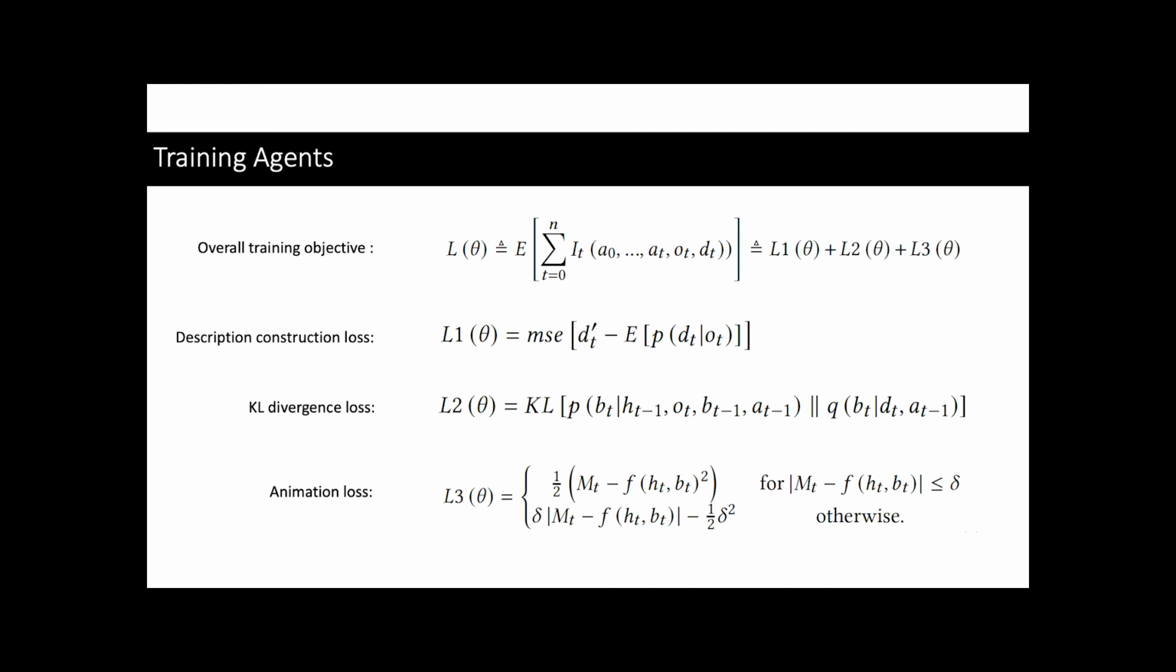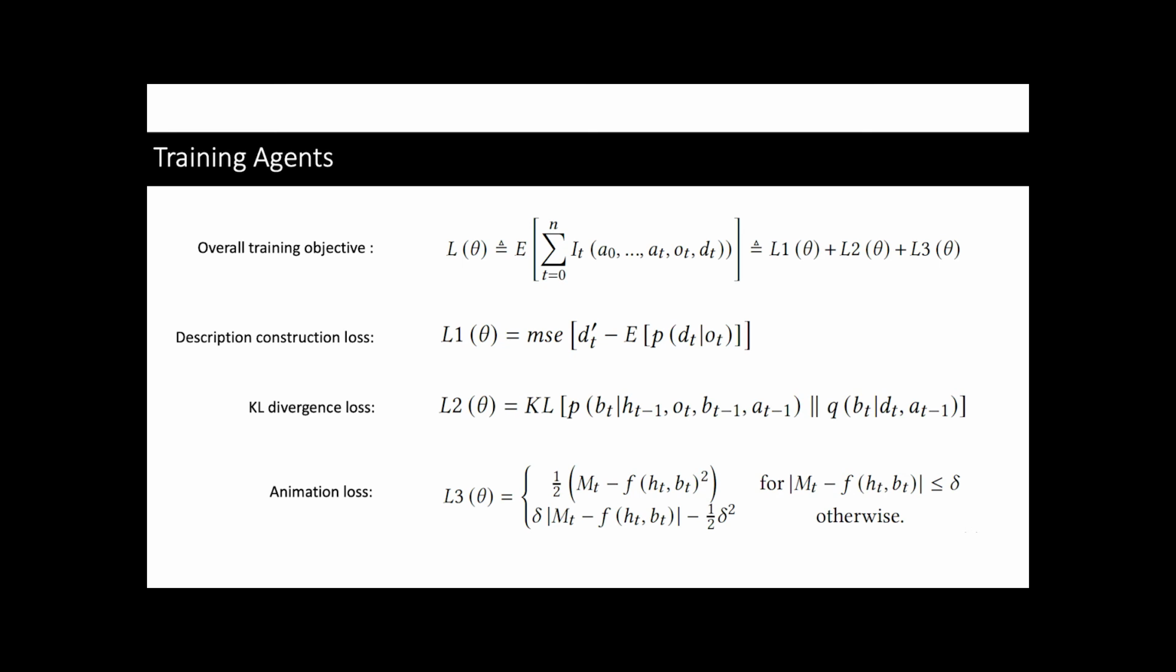L1 is the component involved with the description reconstruction. This term calculates a loss concerning whether the description generated by the objective model for a given time step is accurate with regards to the real description recorded after the animation is applied. And L2 is the KL regularization component loss, calculated based on the difference between the prior and posterior distributions of the behavior model.